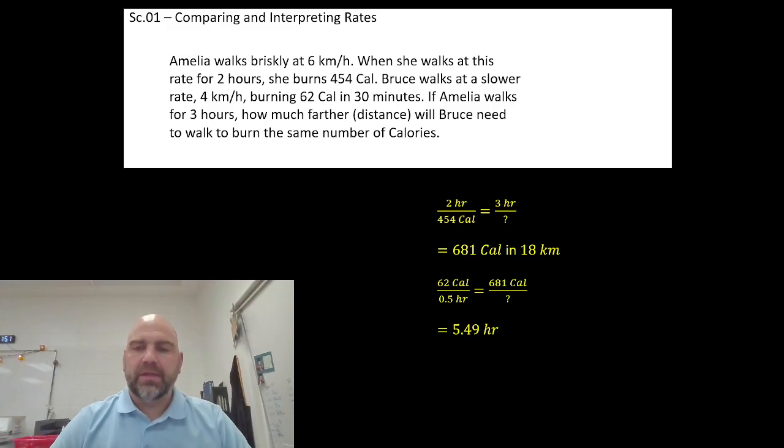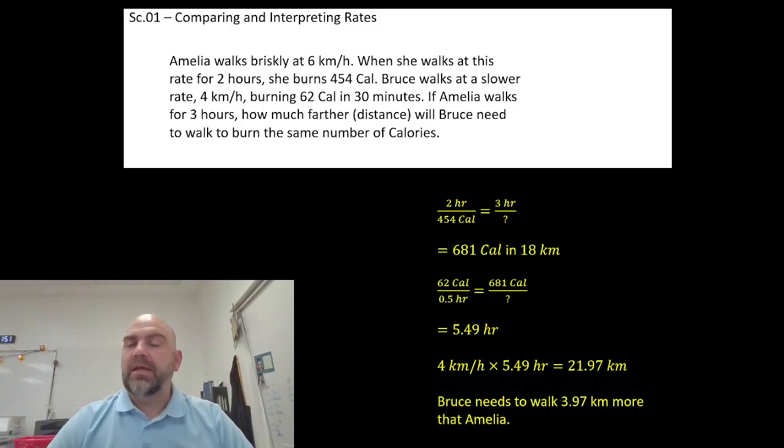So that's a little longer than the 3. Now at 4 kilometers per hour, he's going to walk 21.97 kilometers. And the difference between the two means that he's going to have to walk almost 4 kilometers more than Amelia. Again, he's walking a lot slower. It's going to take him a lot longer, but he'll burn the same number of calories in a longer distance of time.